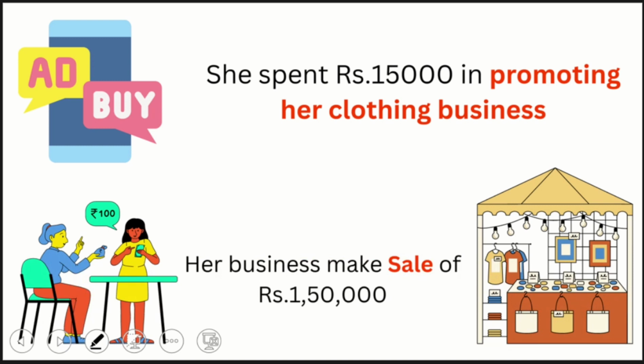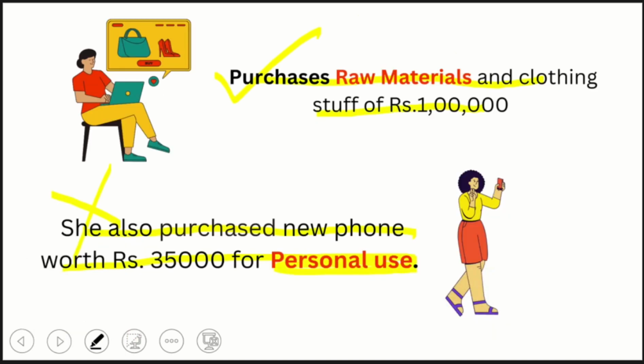Next, third transaction, she spent rupees 15,000 in promoting her clothing business. We clearly understand that it's related to advertisement and this transaction is taken into consideration. Her business makes a sale of rupees 1,50,000. Again, by reading the transaction, it indicates the sales of a clothing business, which again is related to the business of the organization and it is taken into consideration.